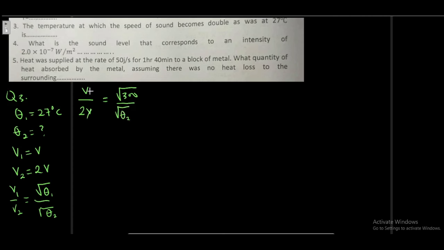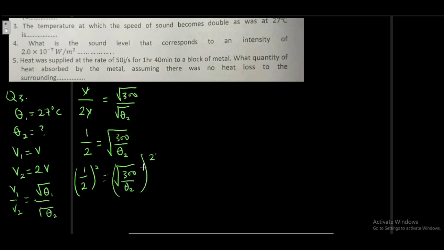So v will cancel v here and you're going to have 1 over 2 equals square root of 300 all over the new temperature which we're looking for. Now to get the new temperature, we'll take square of both sides. So we're going to have 1 over 2 all squared equals square root of 300 all over theta 2 all squared.